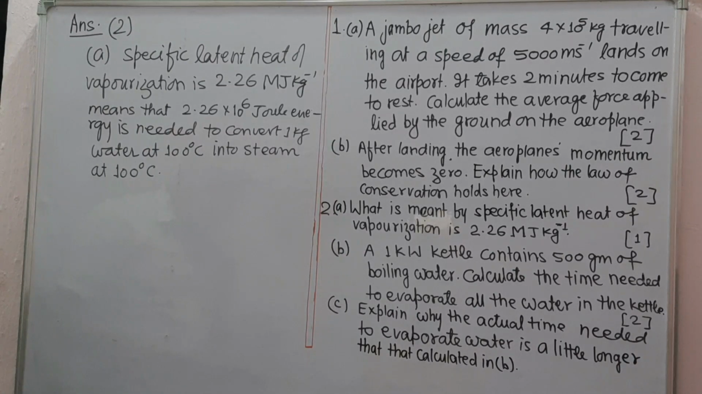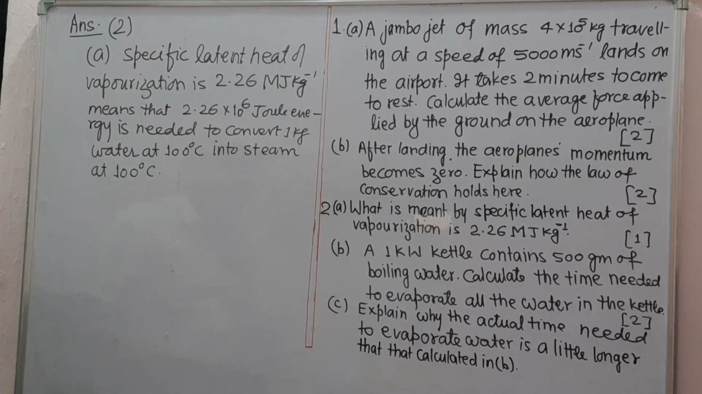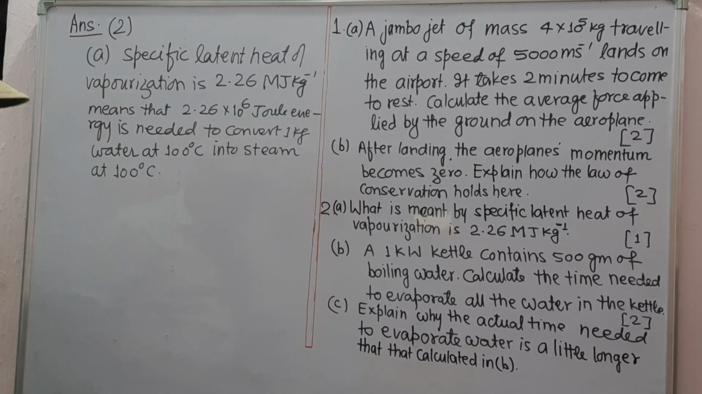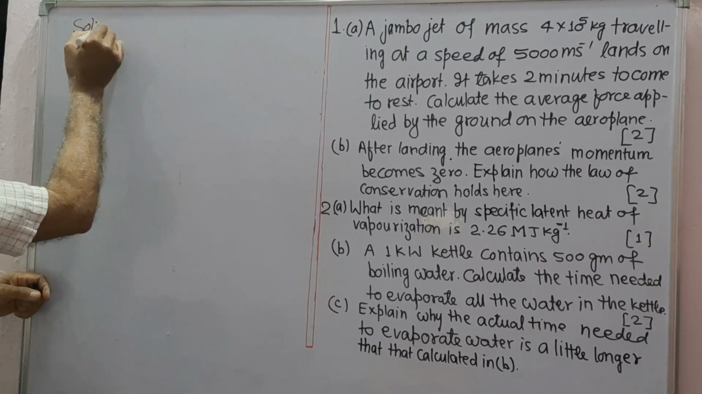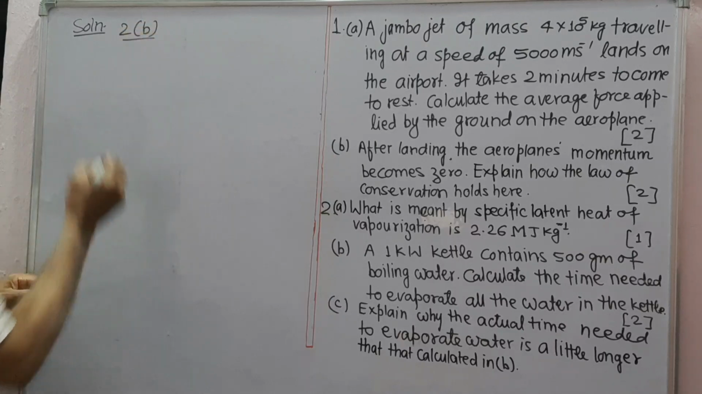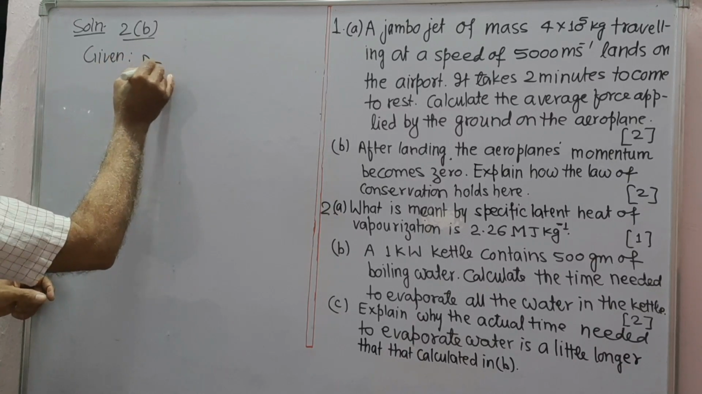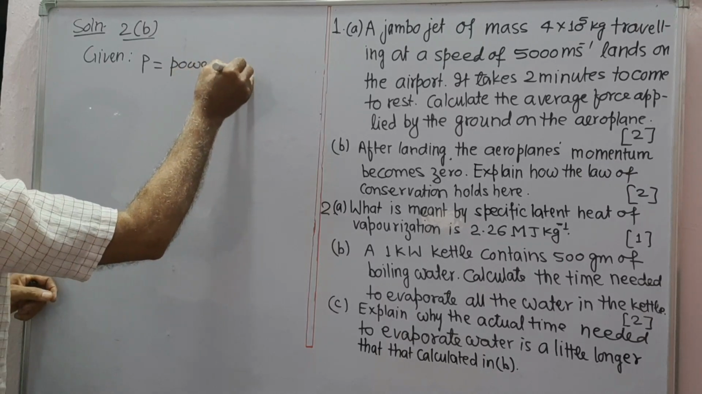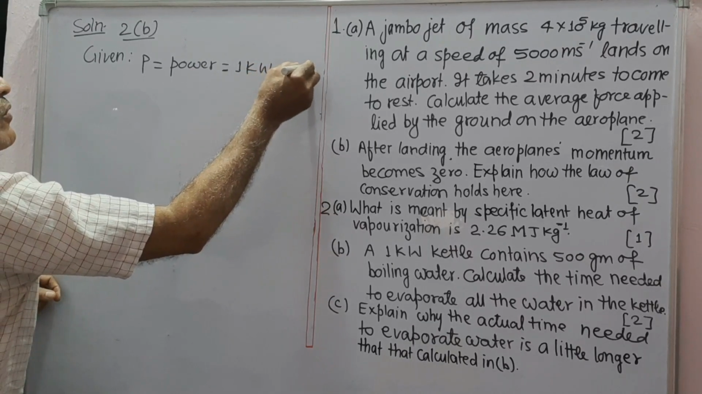Now B part, a 1 kilowatt kettle contains 500 gram of boiling water. Calculate the time needed to evaporate all the water in the kettle. Solution to question 2b. Here given P is power of kettle, electric kettle, 1 kilowatt means 1000 watt.